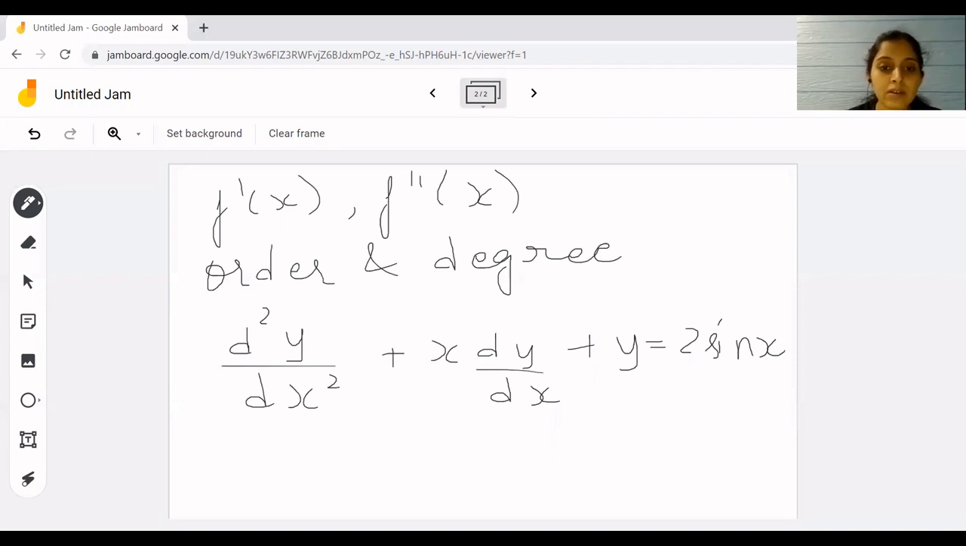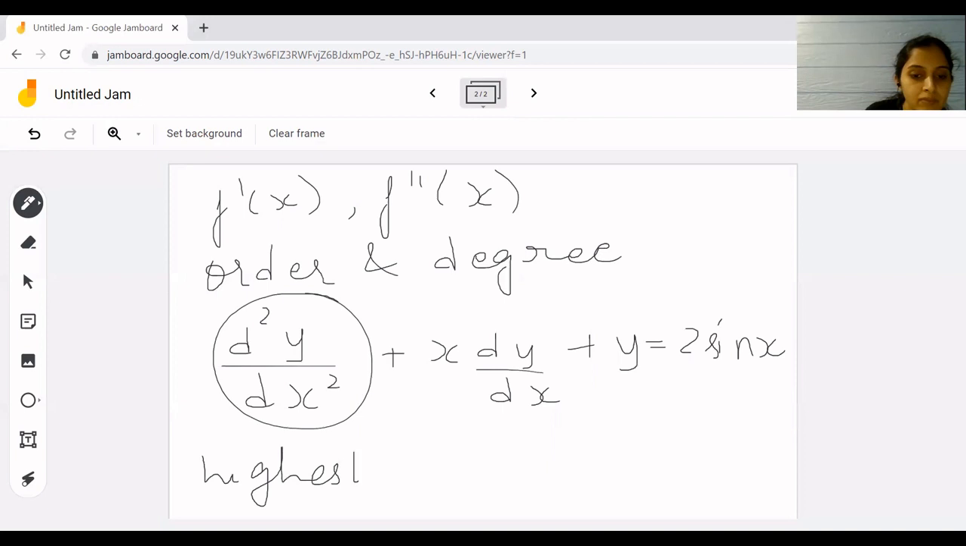Now order is basically the order of the highest order derivative. So which is the highest order derivative over here? It is d2y by dx square. So you will say that the highest order derivative is d2y by dx square.